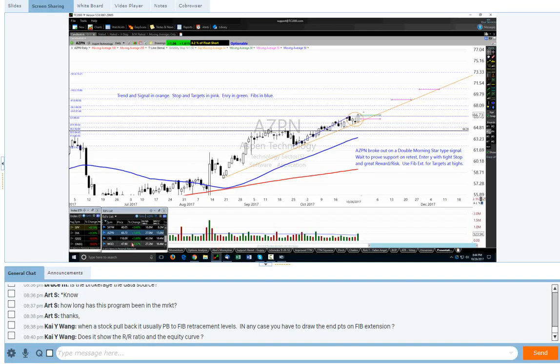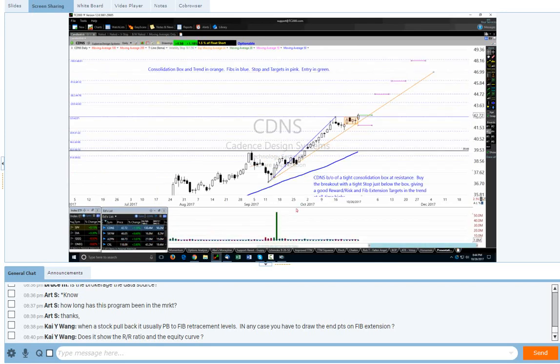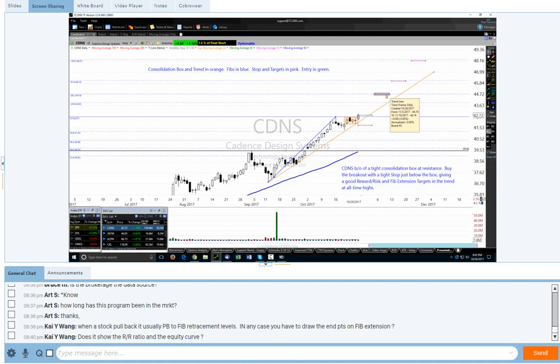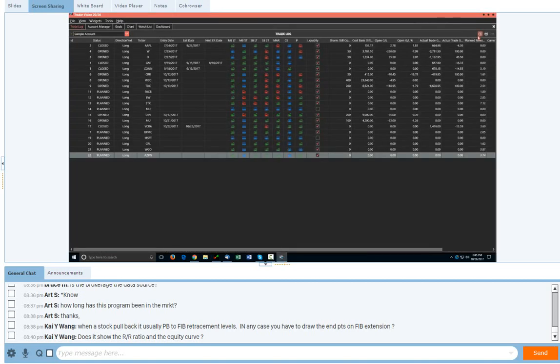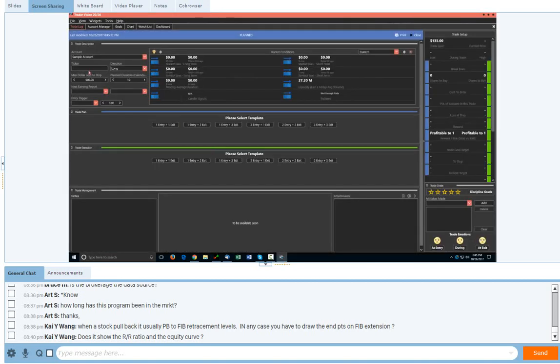And I just want to look at one or two more here. CDNS, this is what Doug calls a pop out of the box. Very tight consolidation here. And today it's popping out or breaking out. You would buy this breakout. Again, we're at all-time highs here, and so we're going to use the fib extensions to set our targets. So we're going to enter here at about 42.70, and 44.75 is our first target. Let's just plan a one target trade here.